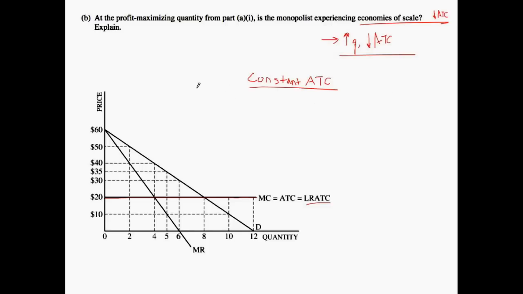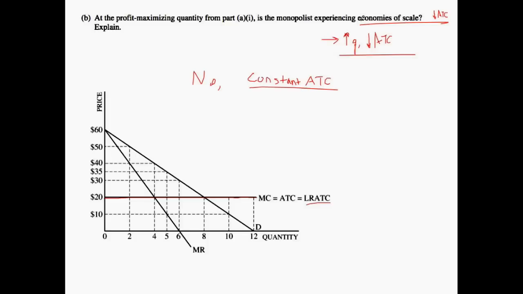So this is essentially what you would write for your explanation. You would say, no, because the firm is experiencing constant average total costs in which as quantity increases, you are still experiencing the same level of cost, and therefore there are no economies of scale.